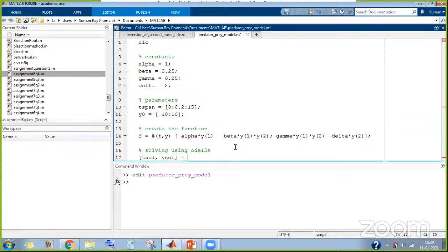Hello, sir. Can you repeat how to create the function? Actually, I joined a little bit later, and so I actually missed that part. Can you repeat that? Yeah, sure.